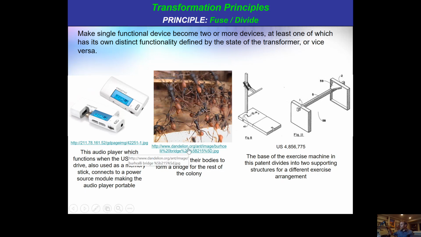Here's another fuse and divide device I like. This is a hiking pole. It's carbon fiber, very lightweight. I can pull it like this, and it makes a really strong, lightweight hiking pole. Use this all the time. So those are some examples of a fuse and divide device.